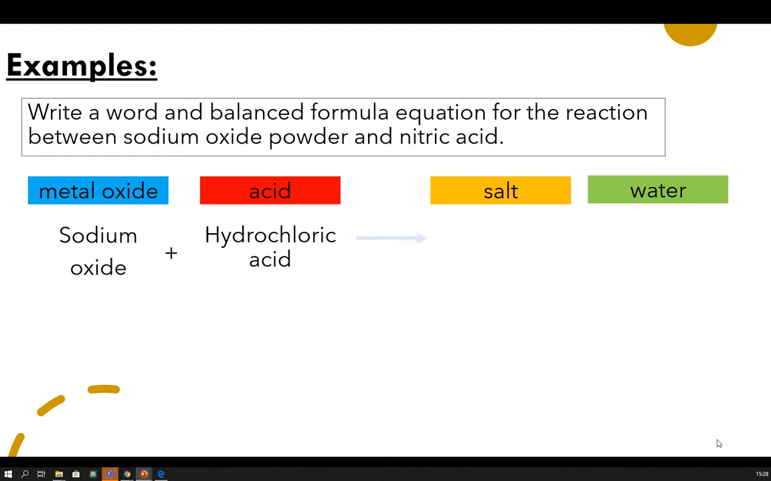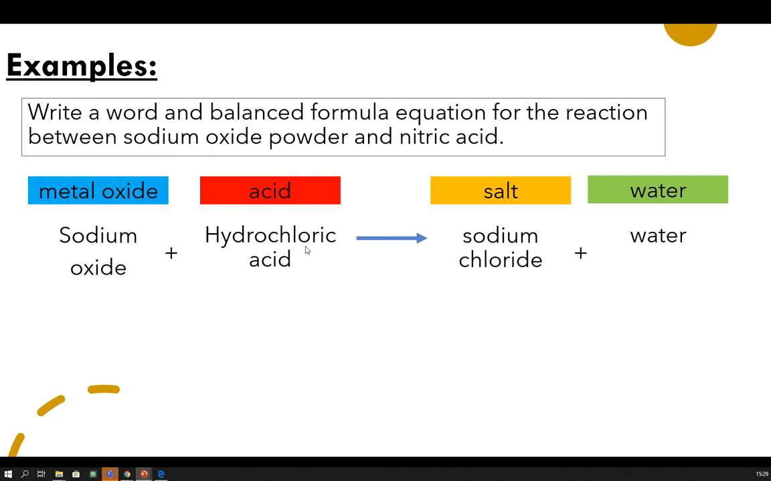So the salt that's going to be formed in this case, because our base contains sodium ions, the first part of the salt name is going to be sodium. And then because we've used hydrochloric acid, the second part of the name of this salt is going to be chloride. So the salt will be sodium chloride. And then we've got water added as well. So that would be the word equation.